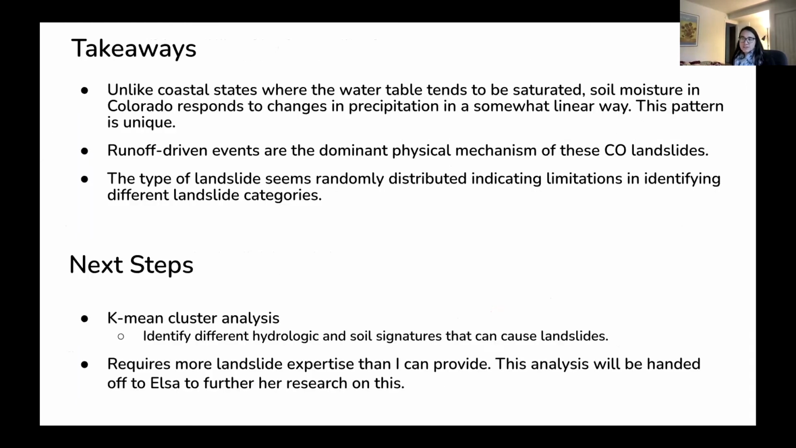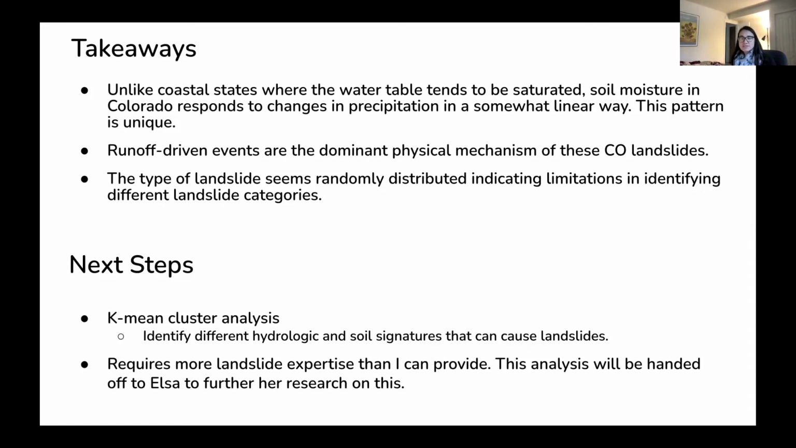And this is my final slide. Unlike coastal states, where the water table tends to be saturated, soil moisture in Colorado responds to changes in precipitation in a somewhat linear way. From my analysis, this pattern is unique. From looking at soil types, the runoff-driven events are the dominant physical mechanism of these Colorado landslides.